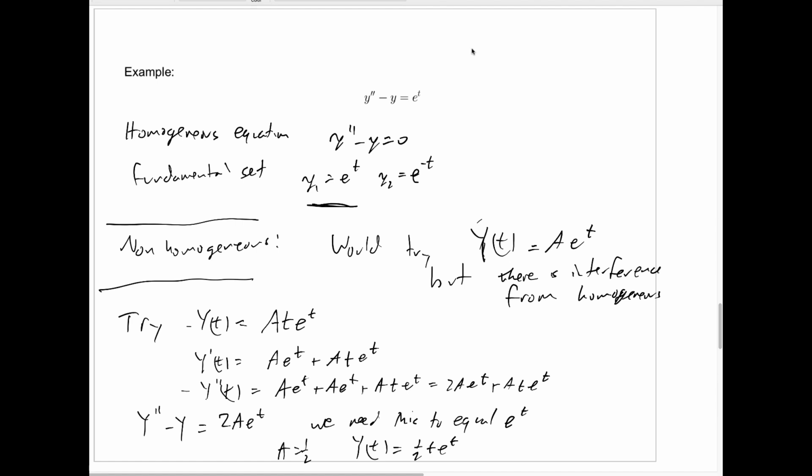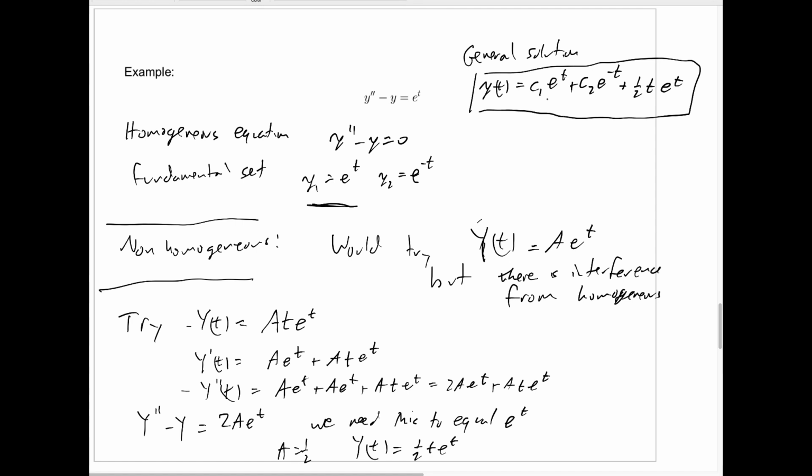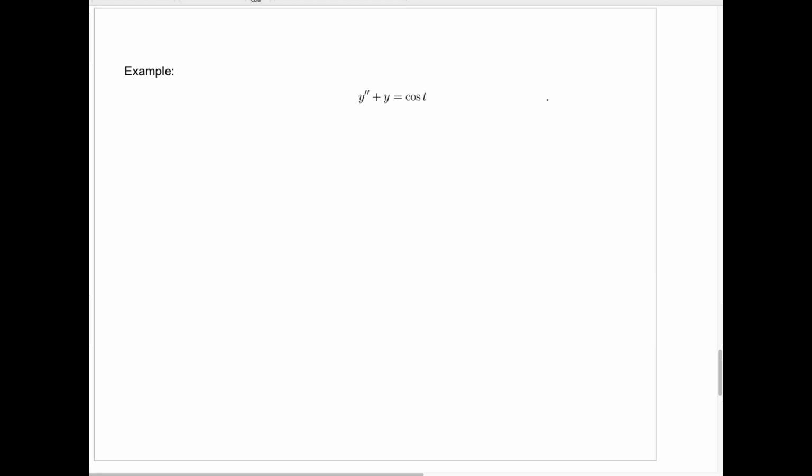Now, what's our general solution to this non-homogeneous differential equation? It's y of t is c1 e to the t plus c2 e to the minus t. That's the general solution to the homogeneous equation, plus our particular solution, 1/2 t e to the t. And this works for arbitrary real numbers c1 and c2. Let's look at one more example. Again, this is familiar but slightly different from our earlier examples.